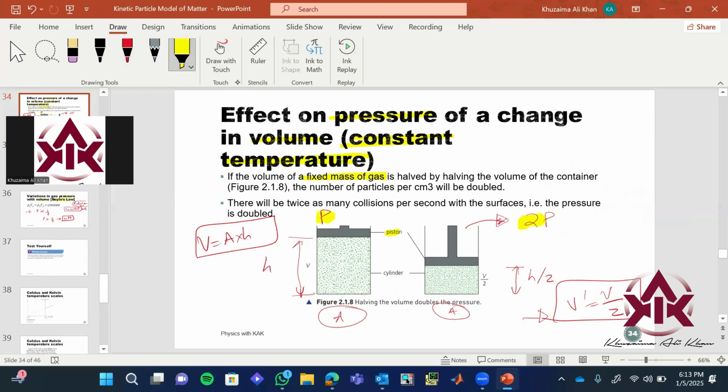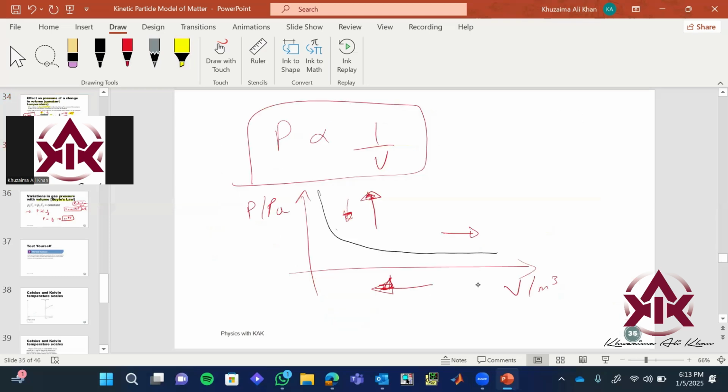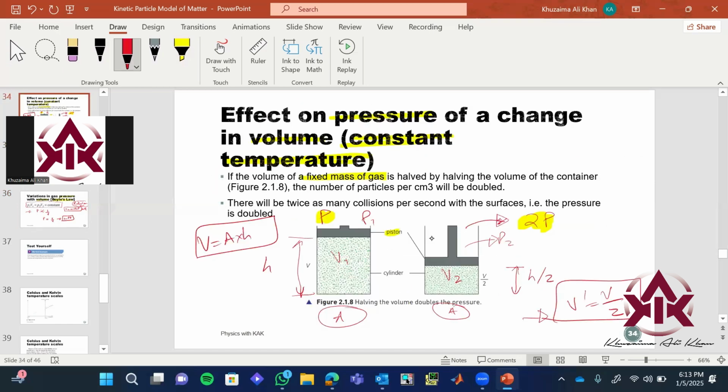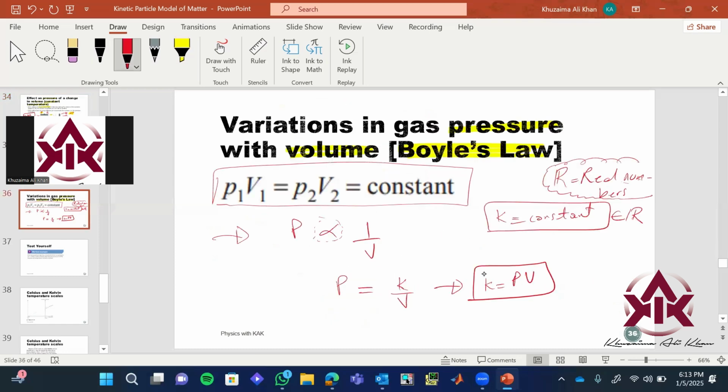I can relate this as follows. This was, let's say, P1, and it had volume V1. Now the pressure on the piston is P2 and the volume occupied by the gas is V2. So I can relate these two as P1 V1 equals P2 V2. If you multiply P1 V1, that will give you a constant K. If you multiply P2 V2, you will also have the same constant K, because of Boyle's law.